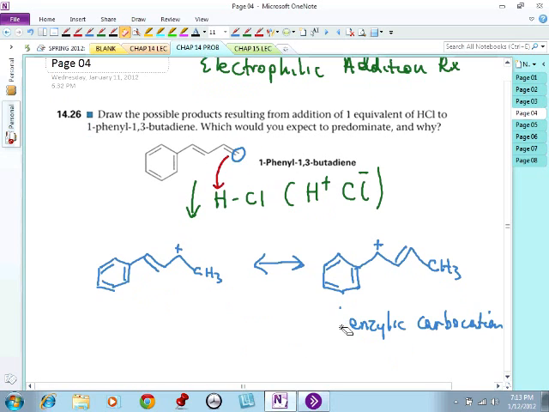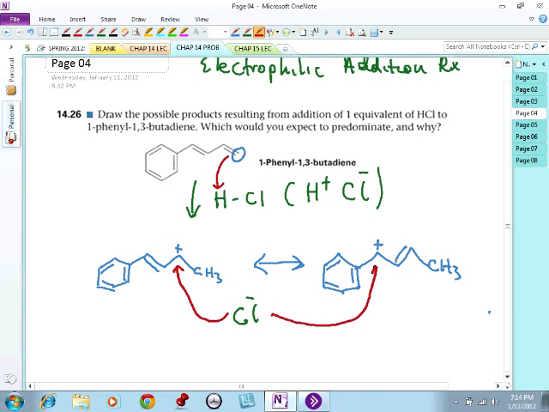So now we have the two possible products. Therefore, keep in mind when this happens, when we form the initial carbocation, we also form the chloride. Okay. So now the chloride will come here, either attack this, or it will attack this. Okay, that is possible. Now if it does that, what do we get? We could get this product.